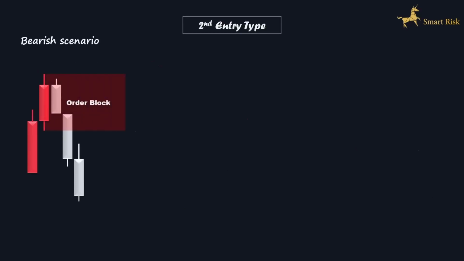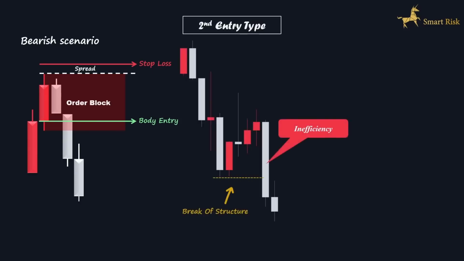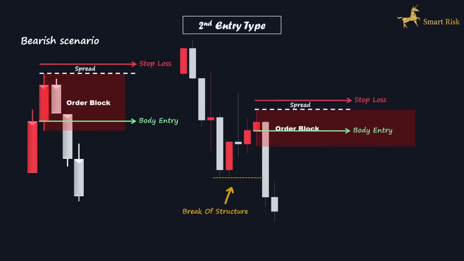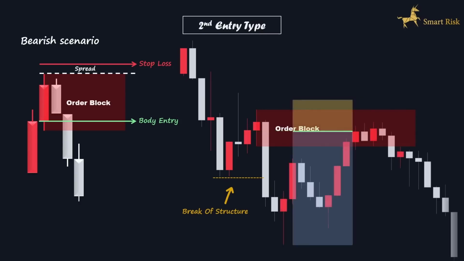The second entry type is referred to as the body entry. In this approach, once a valid order block is identified, the entry is placed based on the body of the candle. For sell positions, the stop loss is set a spread size above the higher wick of the order block. This entry method typically offers a higher reward-to-risk ratio compared to the previous entry type, because the stop loss is tighter. This approach carries a slightly higher level of risk. There is a possibility that price may only touch the wick of the order block and then move in the anticipated direction without triggering your buy or sell order. Consequently, there is a chance of missing out on a potentially profitable trade opportunity.